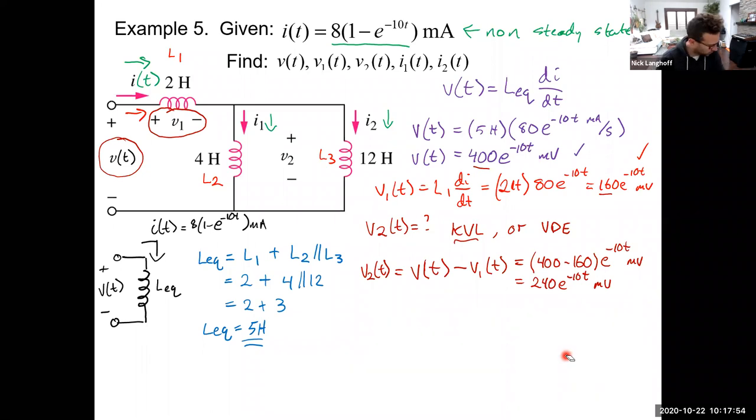Okay, now we want to find, let's say we want to find I2 of t or I1 of t.